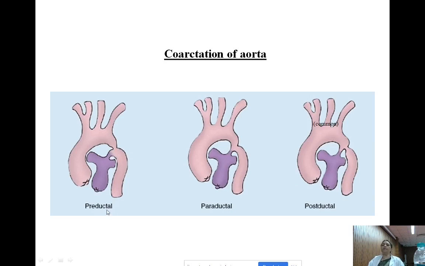There are 3 types. One is if it is cranial to the ductus arteriosus, then it is known as preductal. If it is at the level of this ductus arteriosus, then it is known as the paraductal or ductal, and another is the postductal. The postductal is the commonest type of coarctation of the aorta, of these anomalies. So they are present, they are considered as congenital anomalies.